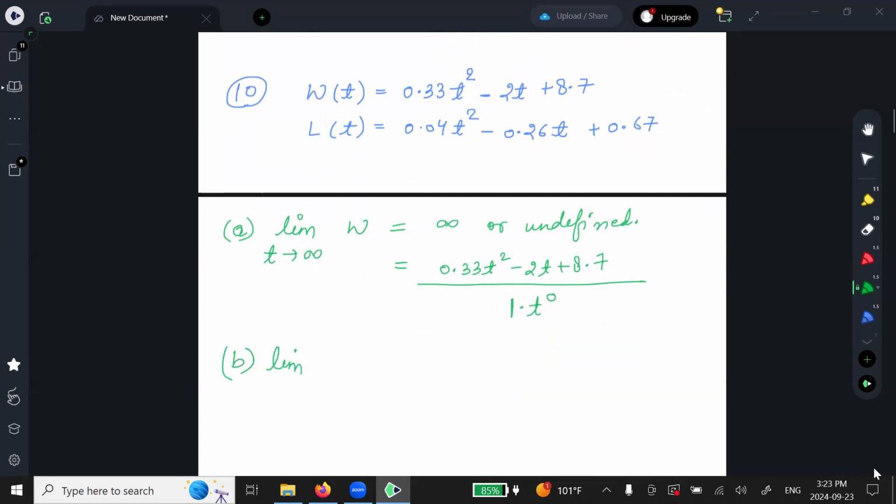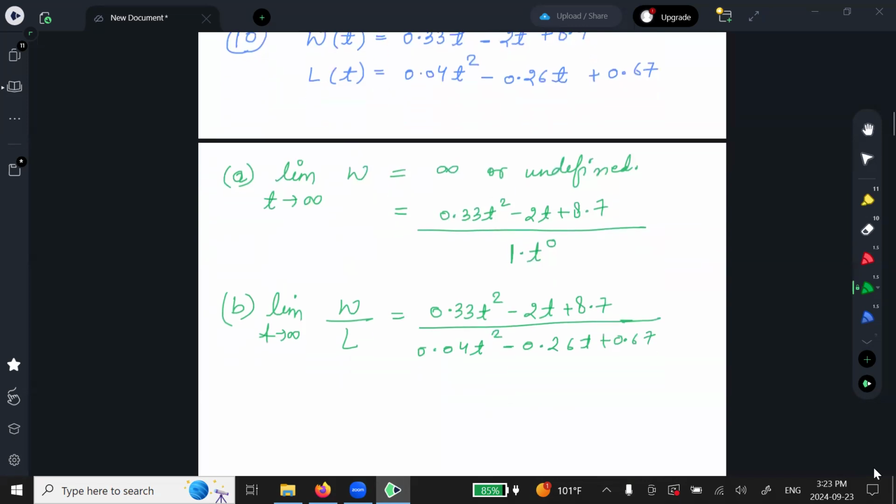What about part B? There they ask you limit as t approaches infinity, w over L. W is this function, 0.33 t square negative 2t plus 8.7, and L is 0.04 t square negative 0.26 t plus 0.67. What do you get? Are the powers the same? Question, yes, Zoe.